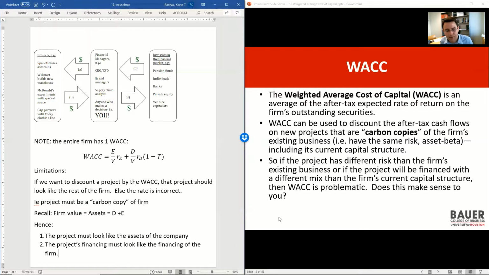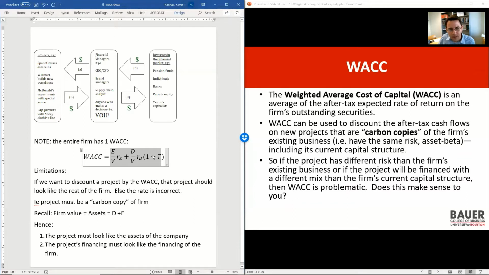So when we say carbon copy, we can boil it down to these 2 points. The operations of the project have to look like the operations of the company. Otherwise, the operations of the project are going to have a different risk than the operations of the company. Similarly, the financing for the project has to look like the financing of the rest of the company. If the entire company is financed with this much debt and equity, well, suppose your project is financed with like 100% debt, whereas the firm is financed with 50% debt, 50% equity.